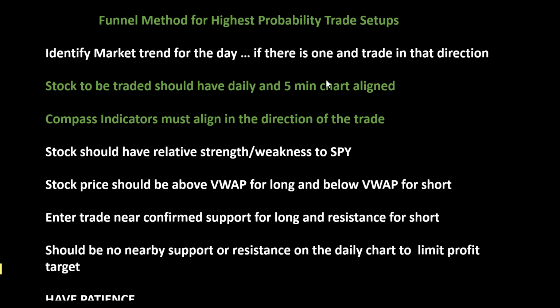All right, so again, this is just the funnel method we just talked about. This is just written out so you can see it. Again, identify the market trend for the day if there is one, and trade in that direction. Stocks to be traded should have a daily and 5-minute chart aligned. We talked about this, it's important. And the compass indicators, the SPY super system indicators, must align in the direction of the trade. This is critical. This tells us that the institutions are also in that trade as well.